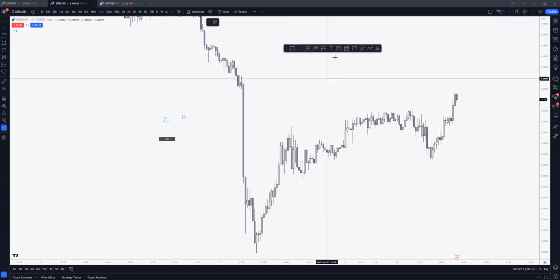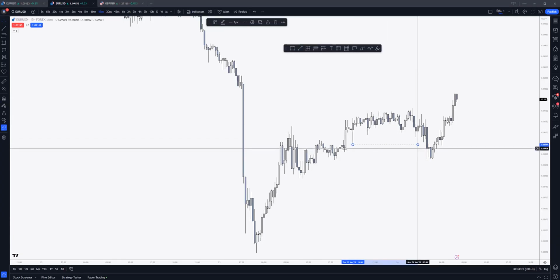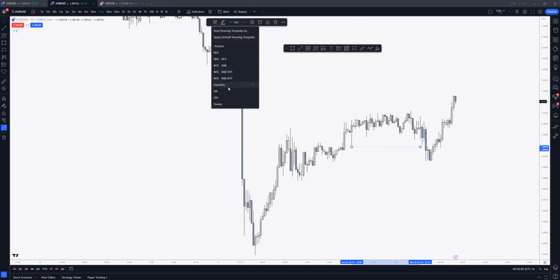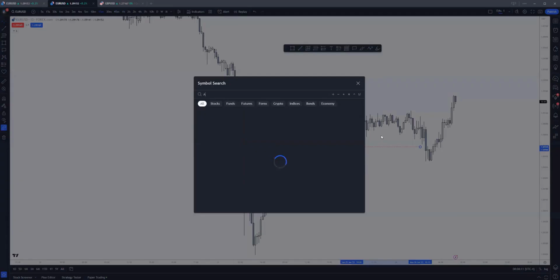Okay, so, all right. Where are we? 20 is 8 o'clock, so it'd be 18. Okay, so there's your session low, for example. We'll call this Asian session range liquidity.